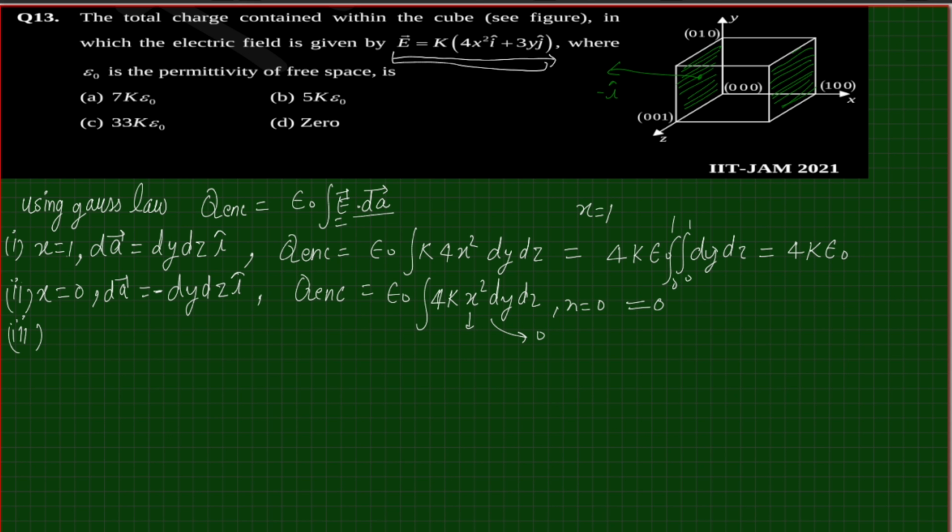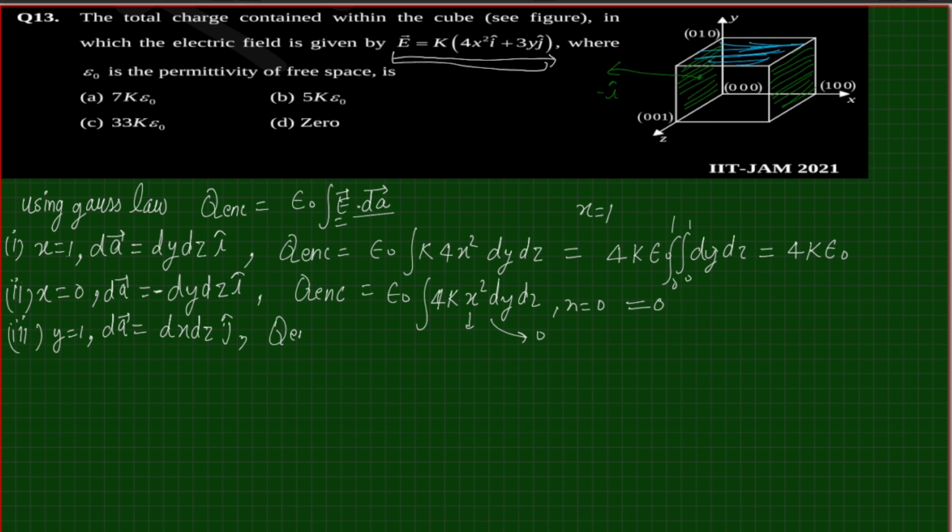So we are talking about the third surface, y equal 1. At y equal 1, dA vector is given by dx dz j cap.